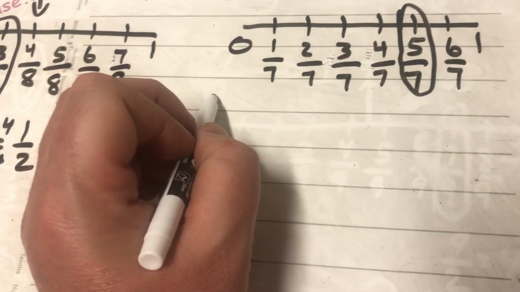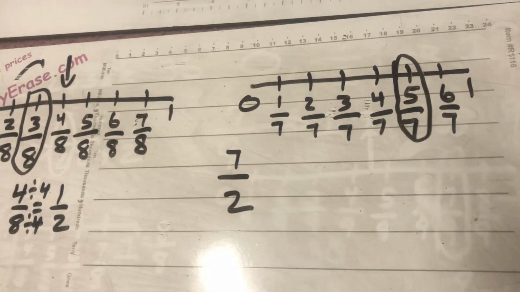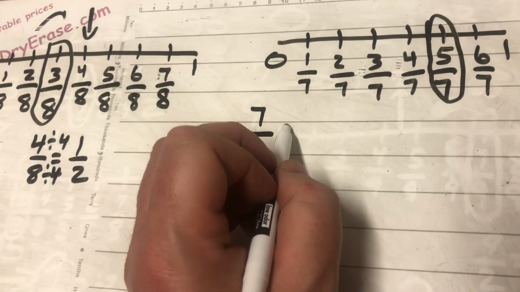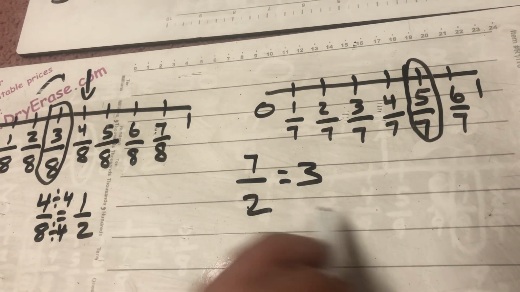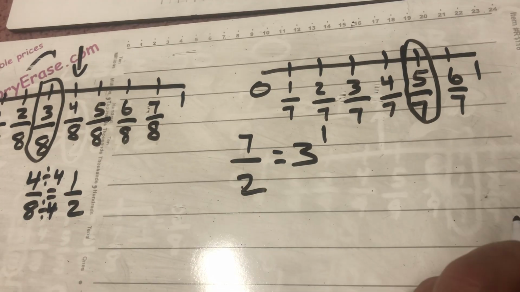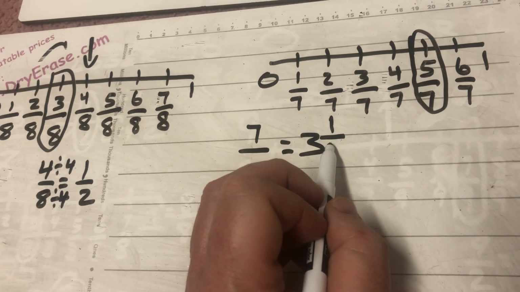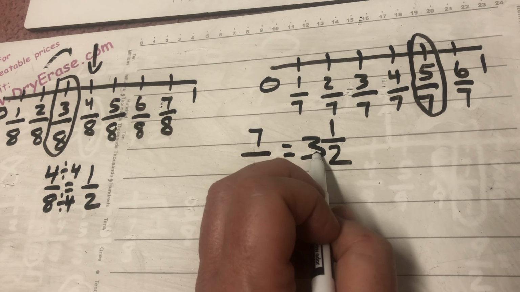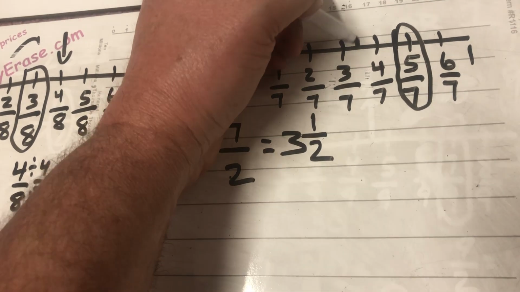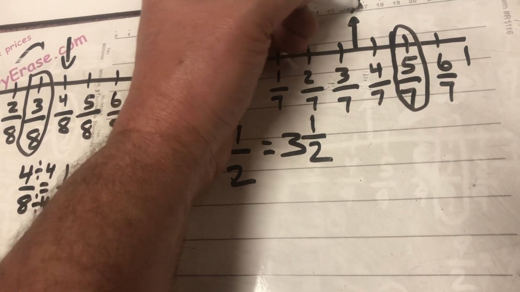Same thing. If I want to figure out what halfway is, it's 7 divided by 2. 2 can go into 7 3 times. If I take 2 into 7 3 times, 1 is left over. My denominator is 2, 3.5. Bigger than 3, but less than 4. So right there is halfway.